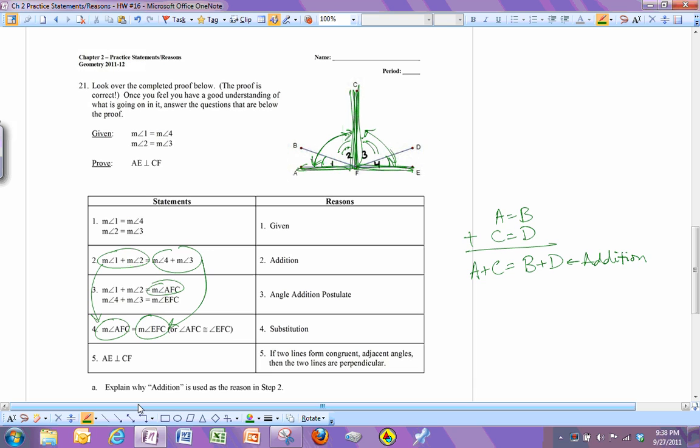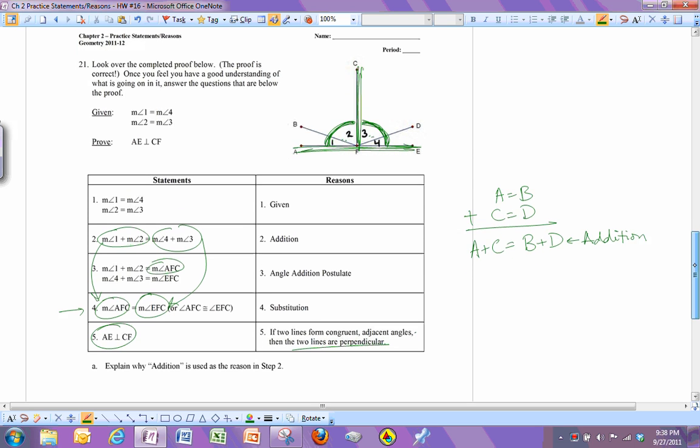Now the last line says, so let me clear up the picture. Right now we're at this point. This whole angle equals this whole angle. So the last step says AE is now perpendicular. This one is now perpendicular to this one. And look at the reason: if two lines form congruent adjacent angles, that's what we have in step 4, then the two lines are perpendicular. Okay, here's the perpendicular part.